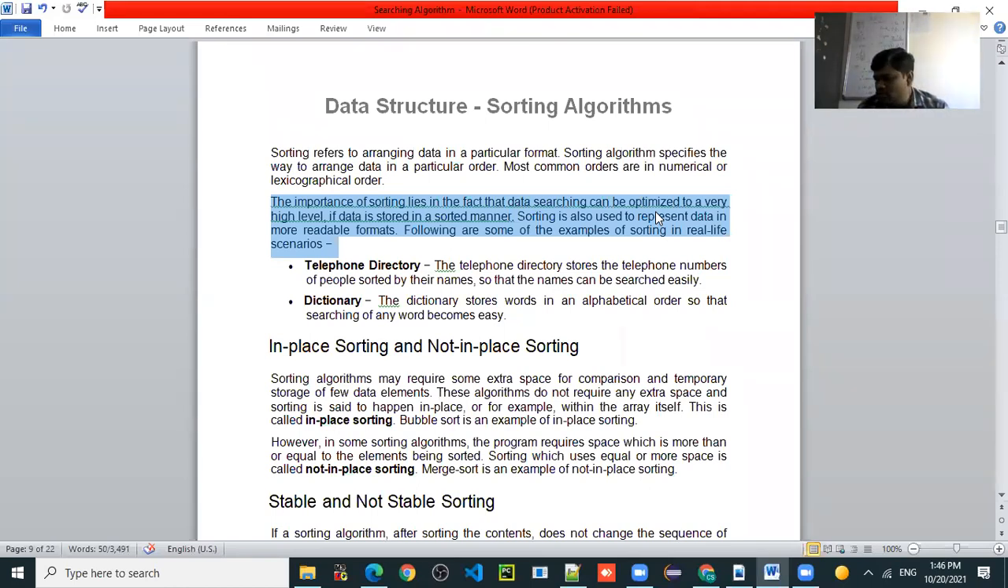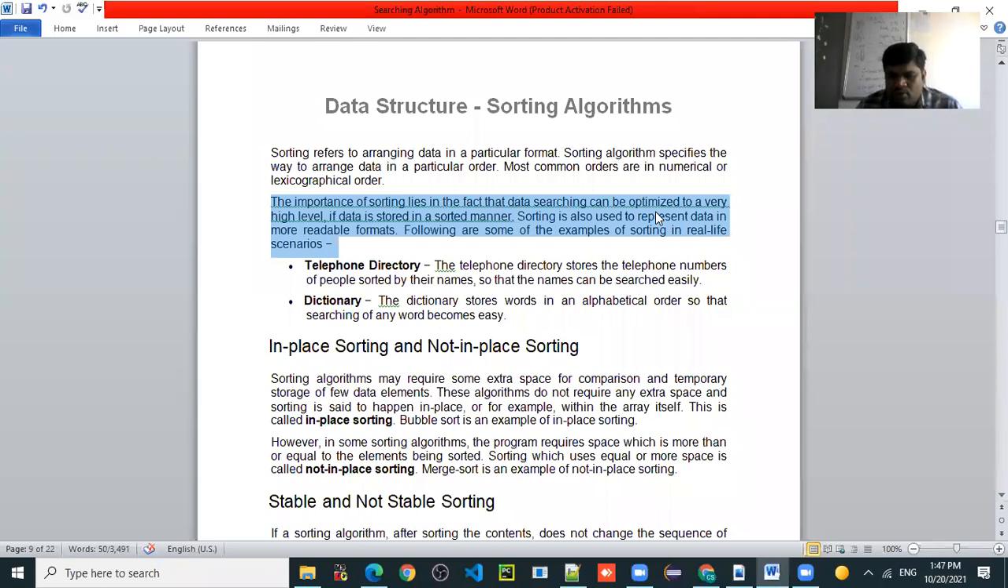First, I think everyone has referred to the English dictionary, everyone is aware of the dictionary. How are the words stored? When we are learning the English language, we refer to the dictionary to increase our vocabulary, right? In it, all the words are stored in alphabetical order, so that the searching of any word becomes easy, right? So this is one example.